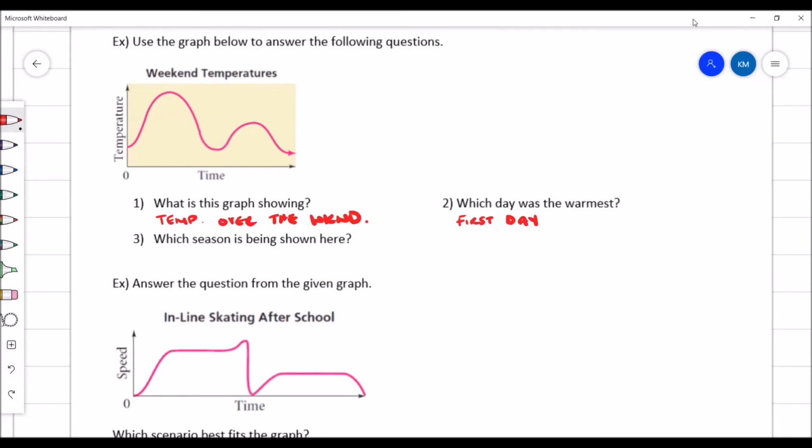Okay. Which season is being shown here? It looks like it's a lot hotter here and a lot cooler here, so you might say, oh, this is fall, but that could happen in the spring. It could actually happen in the winter too. Okay, we really don't know.